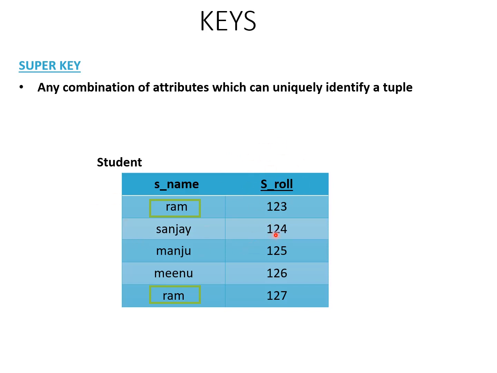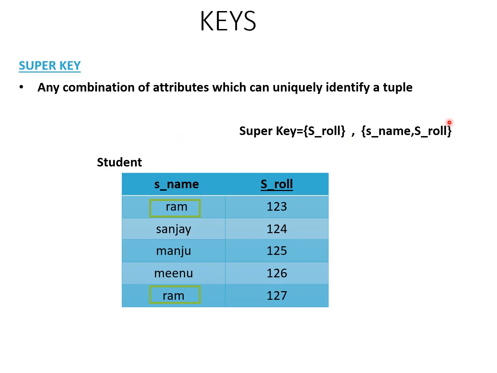Now, I can also suggest a combination of S roll comma S name. If I take the combination 123 comma Ram, yes, there is only one 123 comma Ram, and 124 comma Sanjay, this combination also occurs only once. So understand that keys can be a single attribute itself or a combination of multiple attributes. So I can have my super keys as S roll alone, or a combination of S roll comma S name.